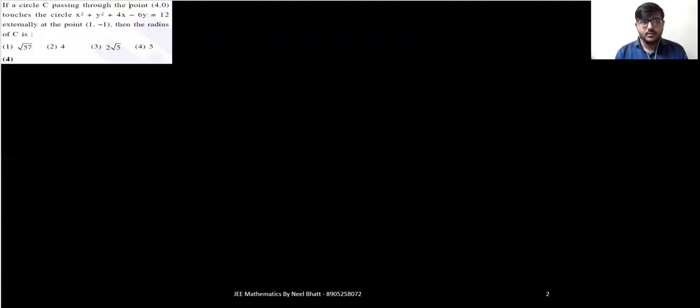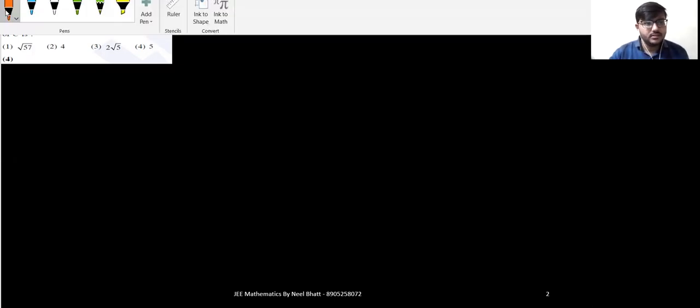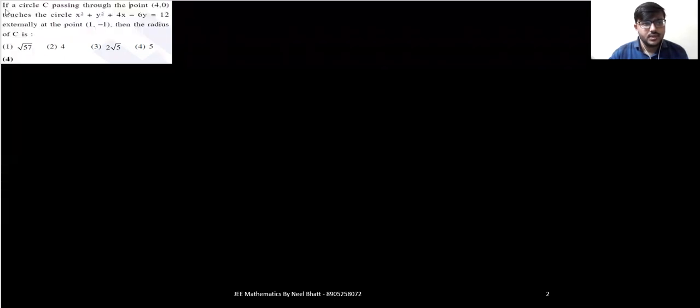In the next question we have given that a circle is passing through the point (4, 0). We have given, right? And it touches the circle externally at the point (1, -1), and the radius we have to find out. Okay, so we have given two circles.